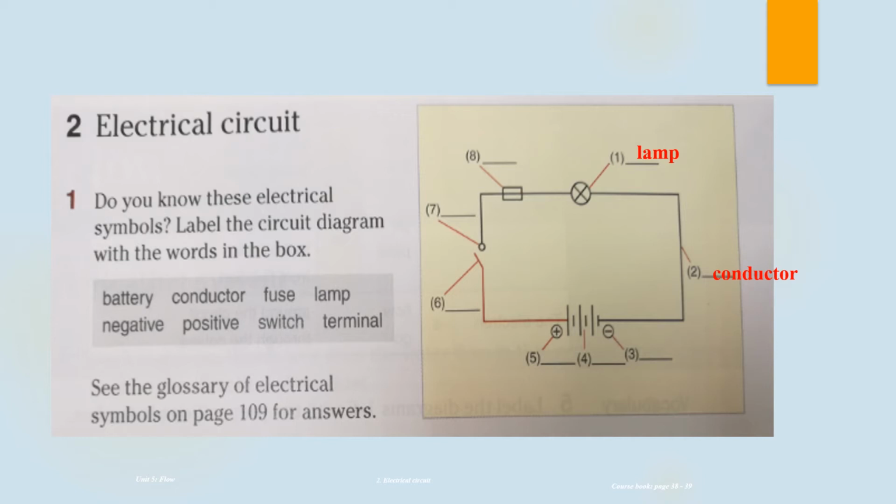Number 3 is easy, of course, negative. 4, battery. 5, positive, very good. Number 6, switch. 7, terminal. And 8 is a fuse. Okay, it's very important to try to remember these words very well.